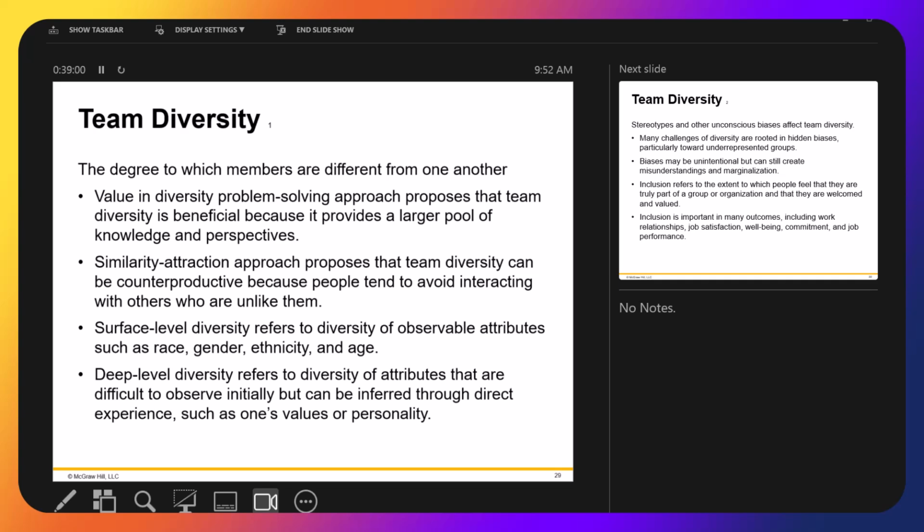The similarity attraction approach proposes that team diversity can be counterproductive because people tend to avoid interacting with others who are unlike them. There are teams and people out there that don't believe in diversity. What they believe is if I hire a bunch of people or work with a bunch of people like me, that's the best thing for us. Well, guess what?